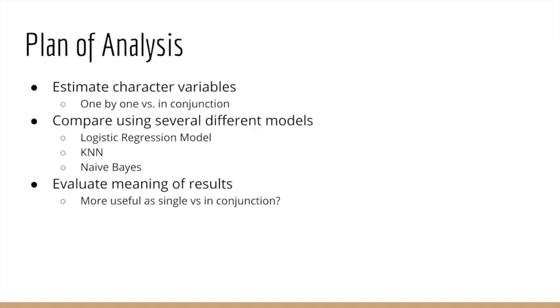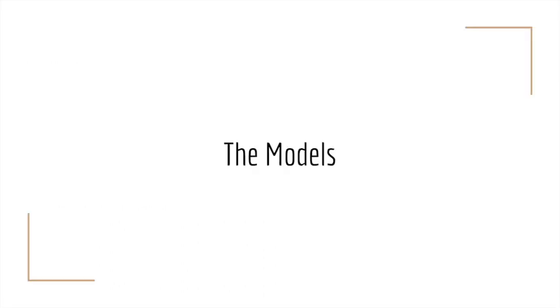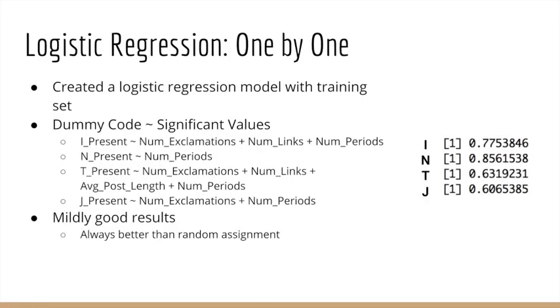So my plan of analysis is I'm going to make a couple of different models. I'm going to try and categorize people based on their social media posts all in conjunction, so by four character increments, either as INTJ, ENFP, etc. And then I'm going to make a couple of different models and try to guess their single character presence. That might make more sense as we go on. I'm going to use a logistic regression, KNN, and it says naive Bayes, but I really meant to say decision tree, and then analyze what that means. Okay, the models. My first model was a logistic regression model.